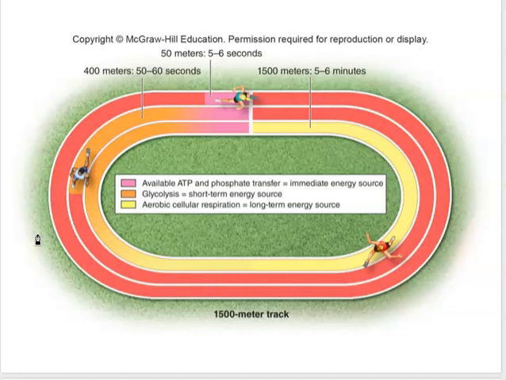This chart is kind of showing the same thing as the previous one. This is a track with 3 different people running on it. For example, this blonde person here is running 50 meters, so that's a very short sprint. And during this short sprint, the system she is using is going to be the phosphagen system. Next, the person here with black hair is running 400 meters, which is about a minute. And this person is running on glycolysis at this point.